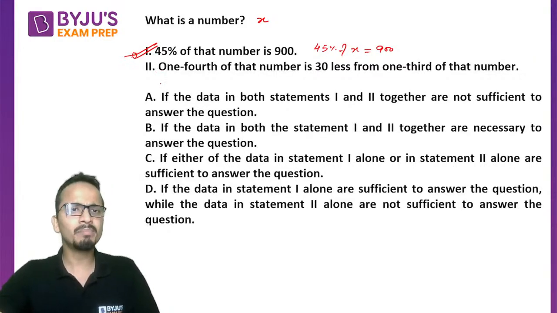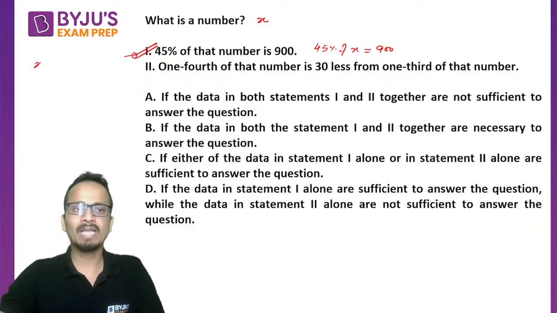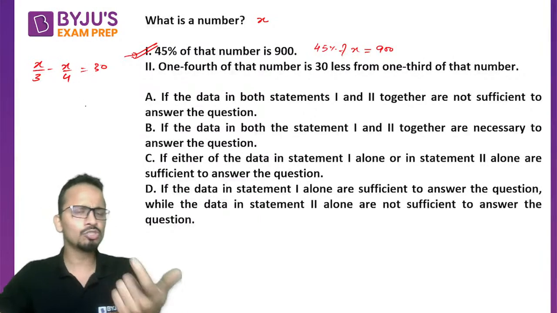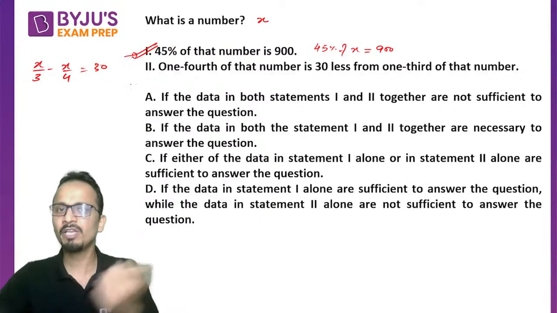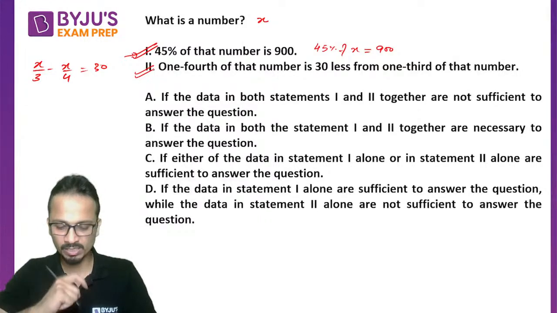Looking at statement number 2 alone, 1/4 of that number is 30 less than 1/3 of that number. So that means x/3 minus x/4 is given as 30. So again, upon solving this equation, I will be able to get the value of x. So statement number 2 also is sufficient.